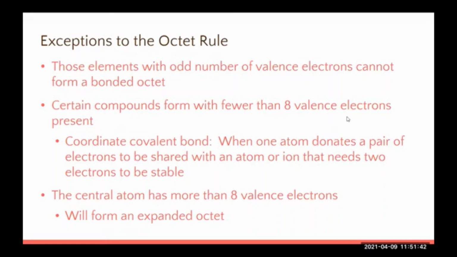Sometimes those elements with the odd valence electrons cannot form a fully bonded octet. That's really when we're talking about boron. And then certain compounds with fewer than 8 valence electrons are present, so that's boron. And then hydrogen forms this thing called a coordinate covalent bond. That's when one atom donates a pair of electrons to be shared. Hydrogen creates this coordinate covalent bond because hydrogen does not want 8. Hydrogen wants 2 because hydrogen wants to look like helium. And every now and then a central atom will form more than 8 valence electrons. This is called an expanded octet. And the big element that we look at that does that is sulfur.